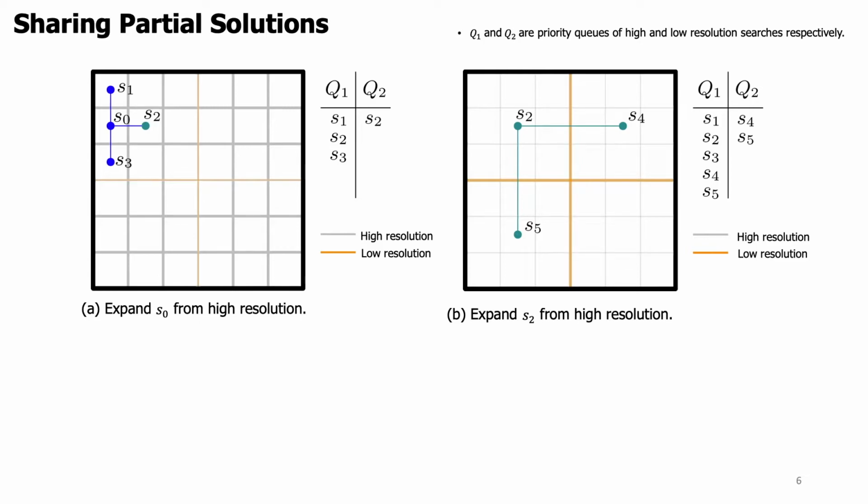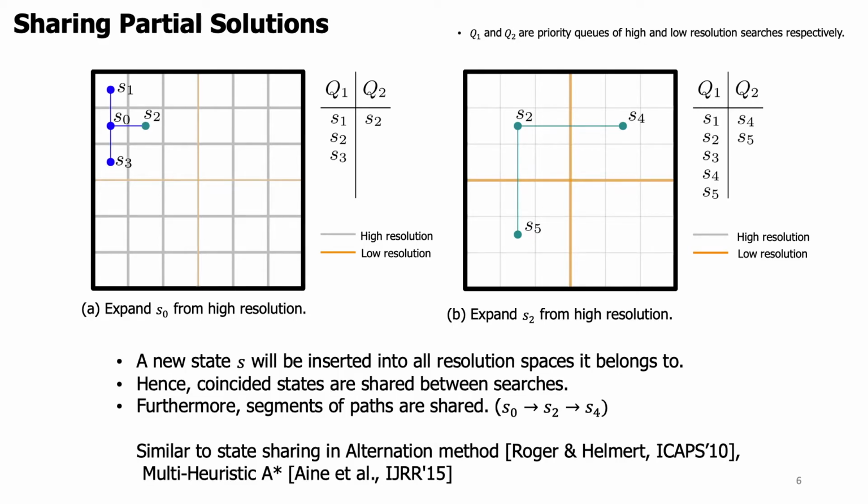Since S4 and S5 also lie at the center of a fine cell, they are also inserted into high resolution space as well. Hence, coincident states are shared between searches. And furthermore, segments of paths are shared. This is similar to state sharing in the alternation method and multi-heuristic A-star.